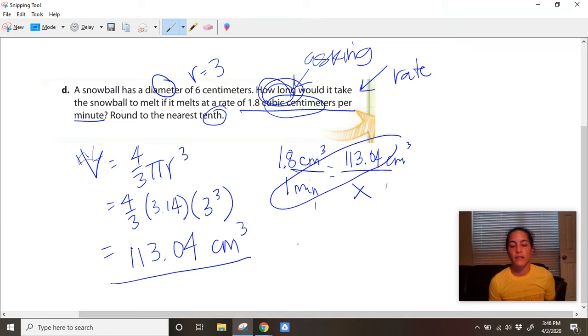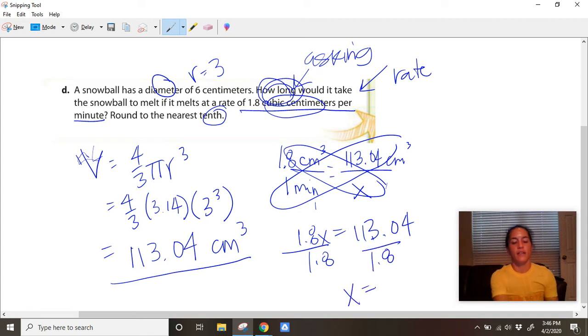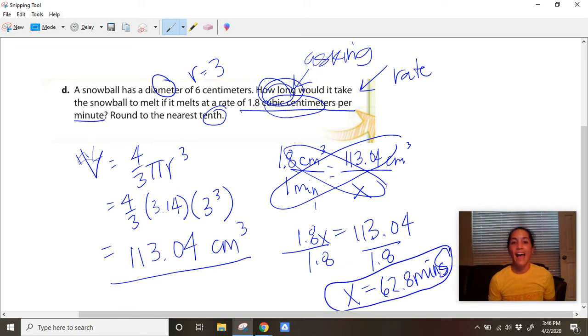So I'm going to cross multiply. 1.8x equals 1 times 113.04. I'm going to divide by 1.8. So 113.04 divided by 1.8, and I got 62.8 minutes. Sorry, I said that wrong, minutes. That's how long it would take for that snowball to melt. It would take over an hour because it melts at a really slow rate, 1.8 cubic centimeters per minute.